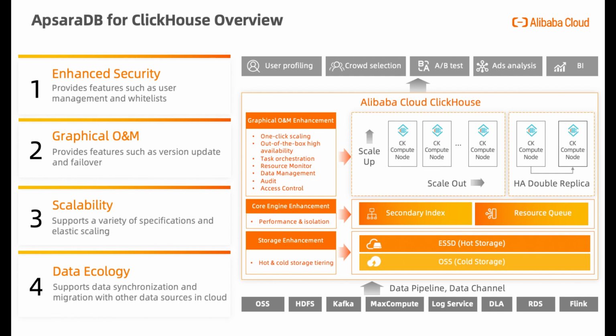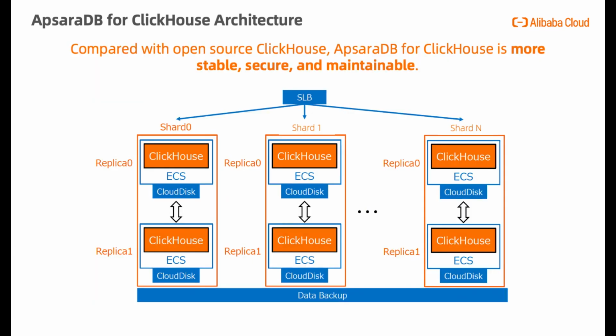Besides, as the structure shows, it supports various data pipelines and data channels, like OSS, Kafka, MaxCompute, RDS, and of course Flink. And others, like the hot-cold storage tiering strategy, also help in cost reduction. Let's move to the deep dive part about those features.